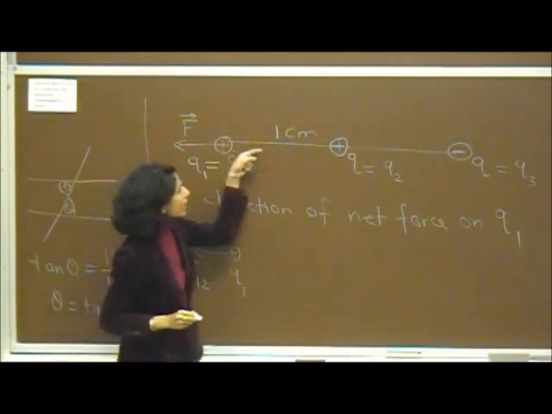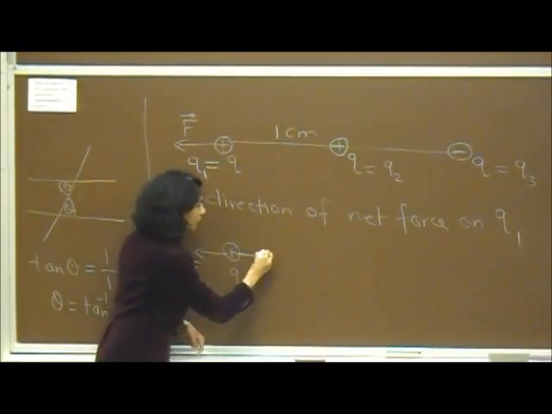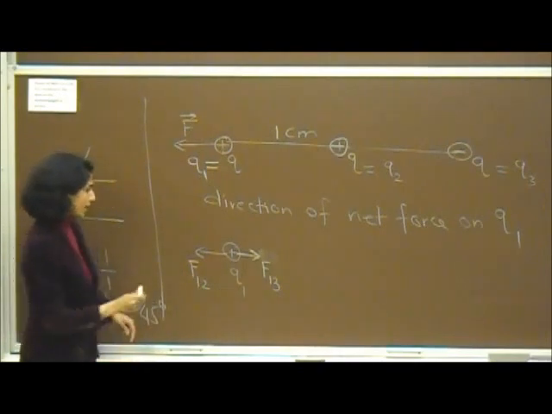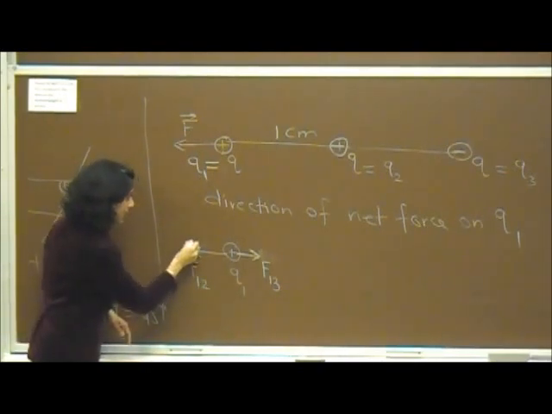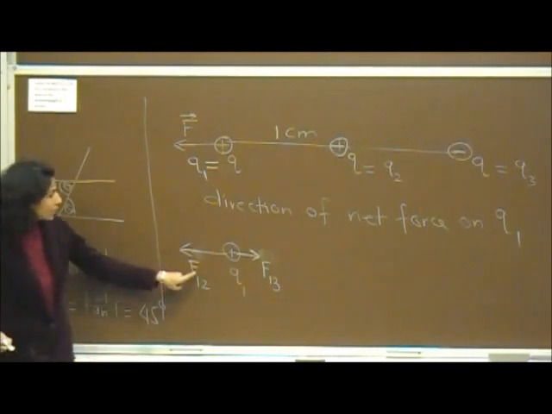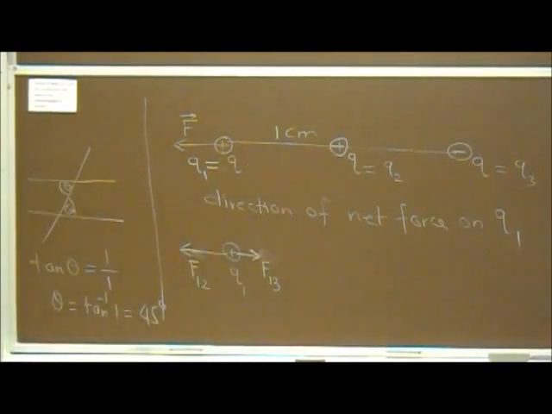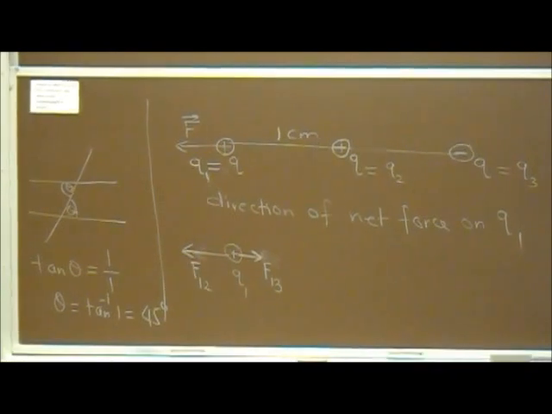Then there is an attraction here. So charge 1 is attracted to charge 3, and that's the force that charge 1 is feeling due to 3, which is that way. And if you want, I can draw this arrow a little longer so that you can see attraction is more because this distance is smaller, and you can see the distance does factor in to Coulomb's law, right?